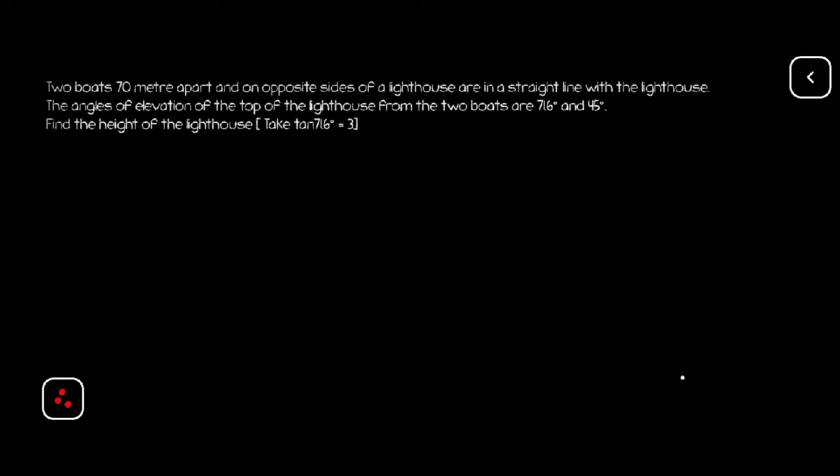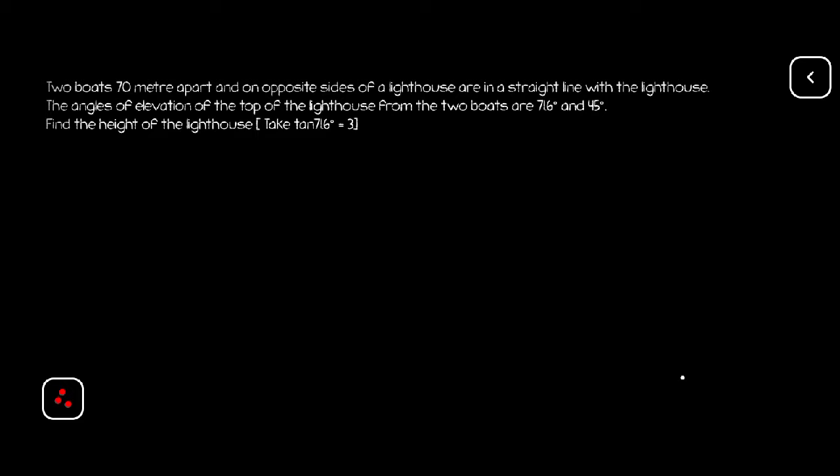Let's see this question. This is going to be different from what we've discussed before, but just follow the question, like I said. Two boats 70 meters apart and on opposite sides of a lighthouse are in a straight line with the lighthouse. The angles of elevation of the top of the lighthouse from the two boats are 71.6 degrees and 45 degrees. Find the height of the lighthouse. Take tan 71.6 degrees equal to 3. So, well, that's a hint.